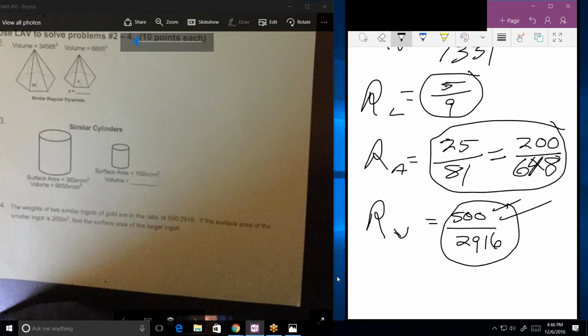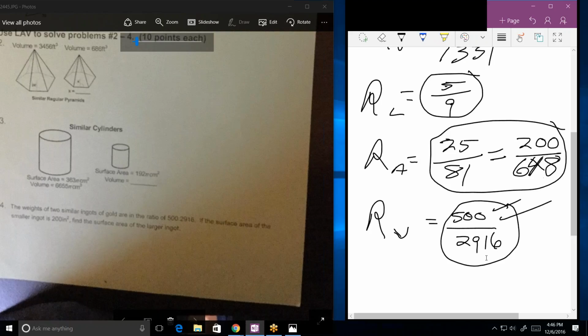Spending your time trying to reduce this fraction that they gave you is wasted effort. It is not needed. You're not going to come up with the cube root of that on your own. You're going to use a calculator, always. Are you not? Okay.